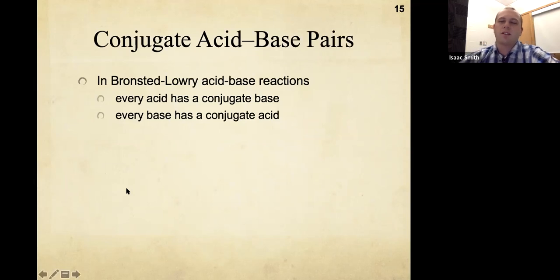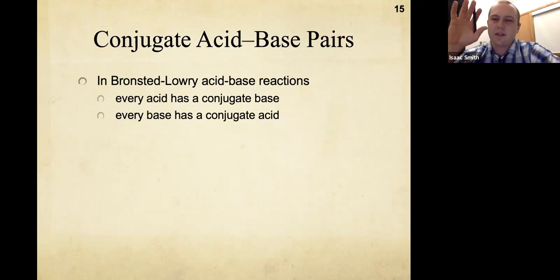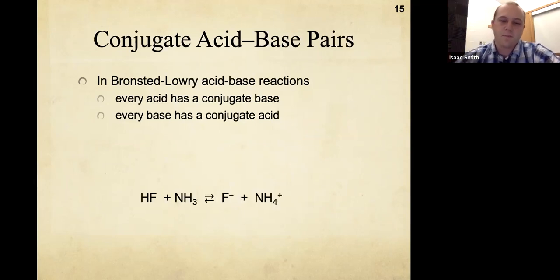Alrighty, so now conjugate acid-base pairs. When you're dealing with Bronsted-Lowry acid-base reactions, you're always going to have an acid and a conjugate base, and a base and a conjugate acid. And what that is, I'll show you here.